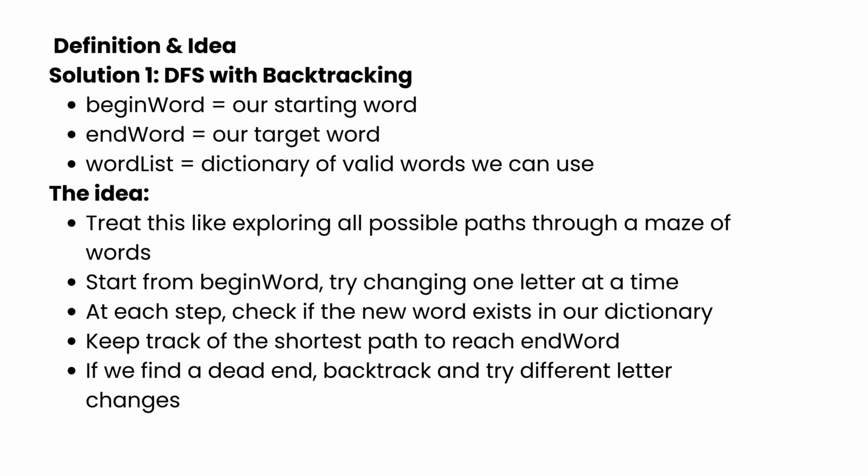Think of this like exploring a maze of words. We start from the begin word and try changing one letter at a time. At each step, we check if the new word exists in the dictionary. We keep track of the shortest path to reach the end word. If we find a dead end, we backtrack and try different letter changes.